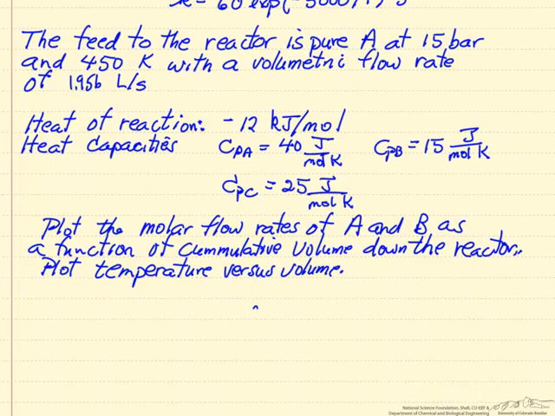And the problem asks us to plot the molar flow rates of A and B as a function of cumulative volume as we move down the reactor, effectively the same as saying as a function of distance as we move down the reactor, and to also plot the temperature versus volume as we move down the reactor.